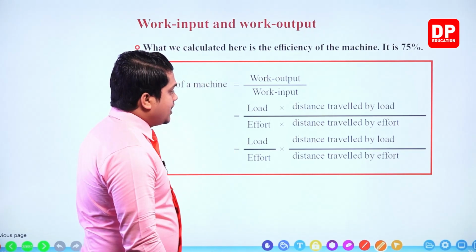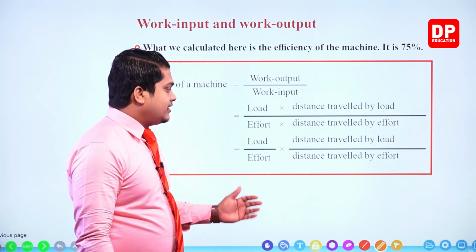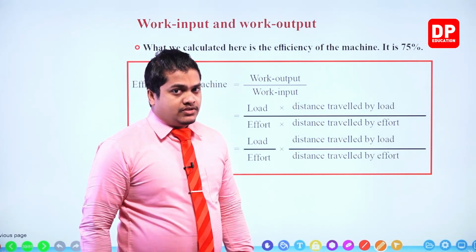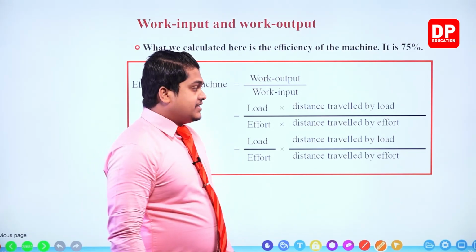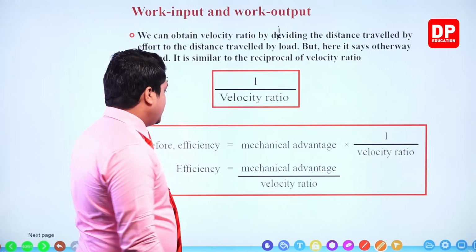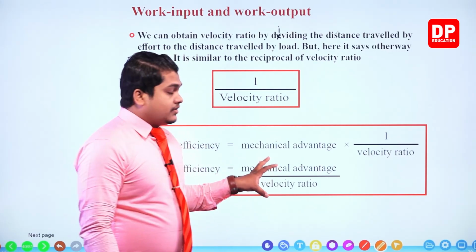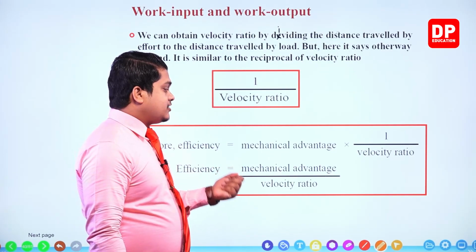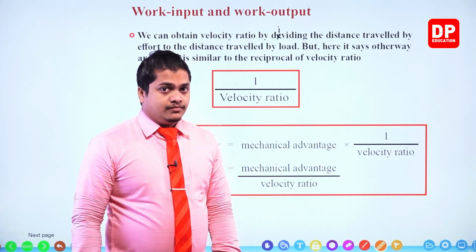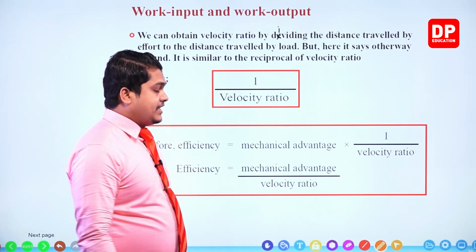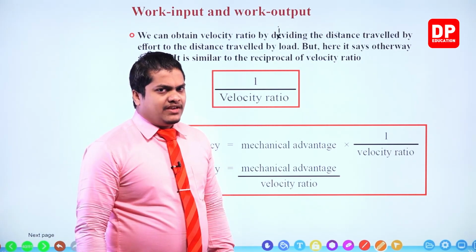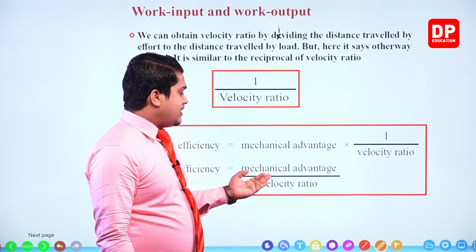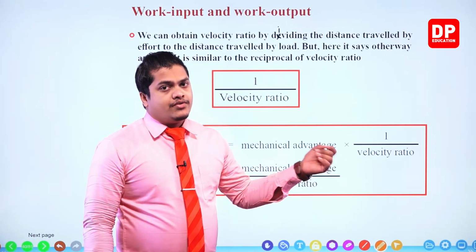Then, my dear children, you take the distance traveled by the load and the distance traveled by the effort, divide them, and get the reciprocal of the velocity ratio. Or, more simply, you can find that value by dividing the mechanical advantage by the velocity ratio. From that you can calculate the efficiency. Usually we represent this as a percentage. So mechanical advantage over velocity ratio into 100.